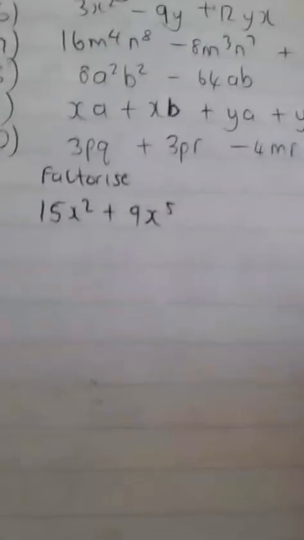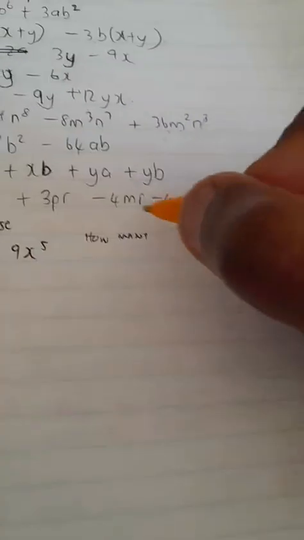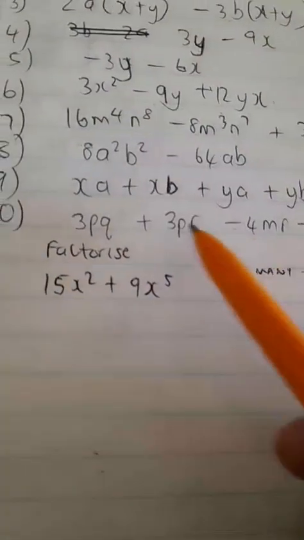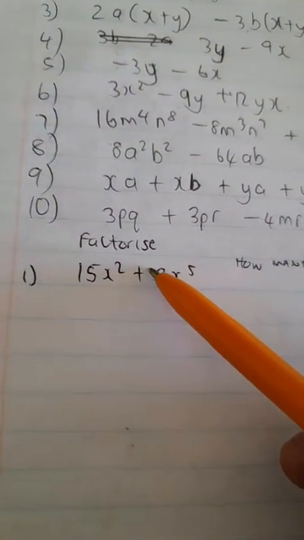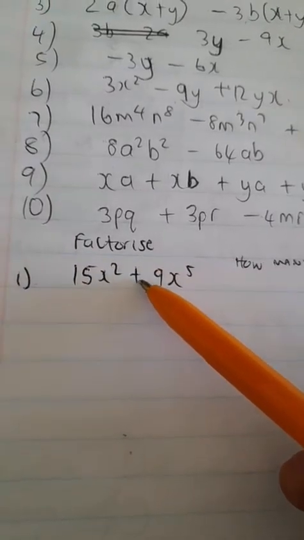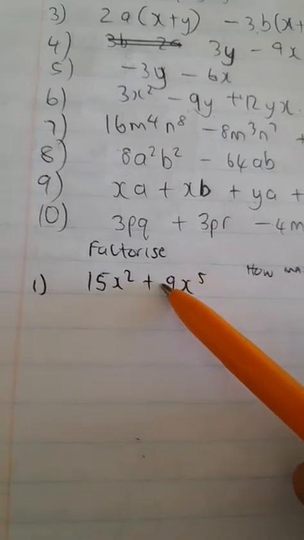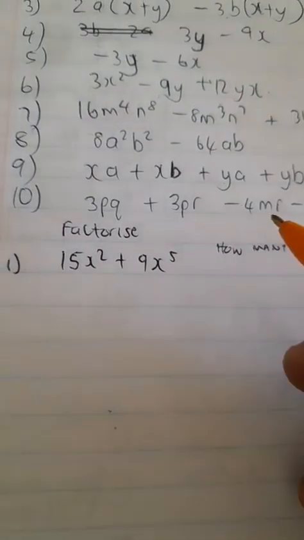I'm sure you remember from yesterday, what did I say whenever we are factorizing? First step, we check how many terms we have in the expression. It's very important to do that. Being able to ask yourself that question will help you see, as a grade 10 learner, that terms are separated by a plus and a minus sign. So how many terms in the expression? We have 2. That's where we start.